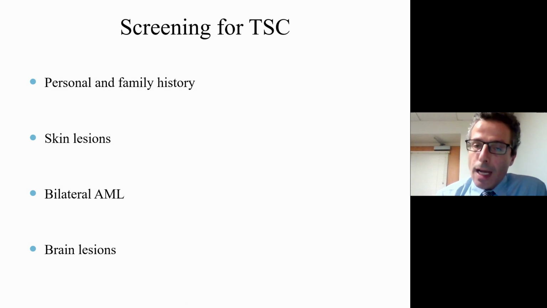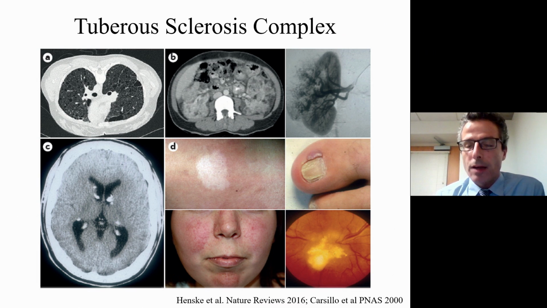So it's important to ask about personal and family history of tuberous sclerosis, personal and family history of seizures, developmental delay, whether or not there are some skin lesions that can be consistent with tuberous sclerosis, whether or not there are bilateral kidney tumors called angiomyolipomas or AML, and whether or not there's a history of brain lesions. In the next slide, you'll see the battery of different manifestations of TSC.